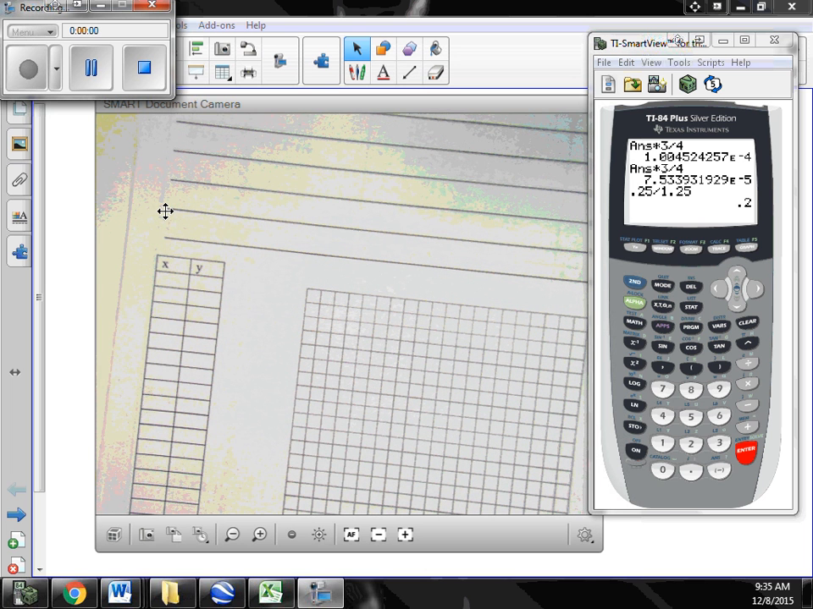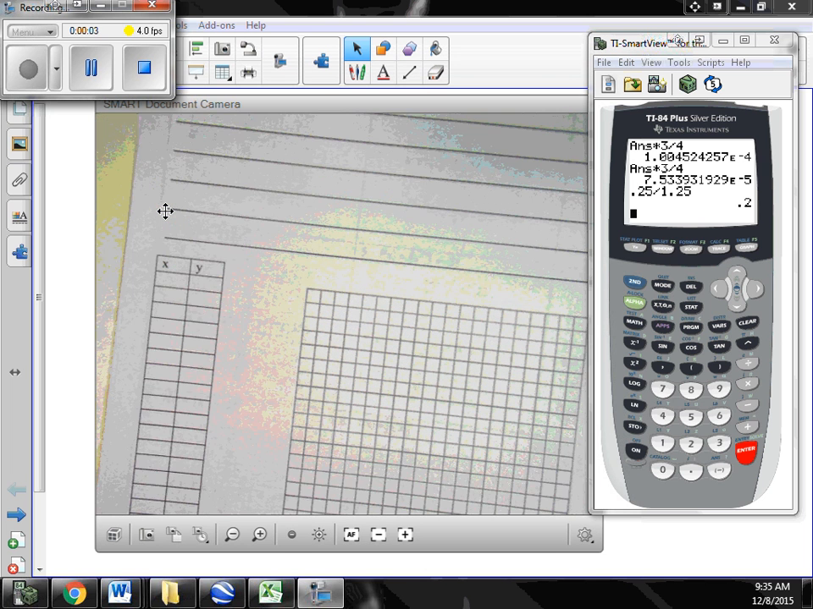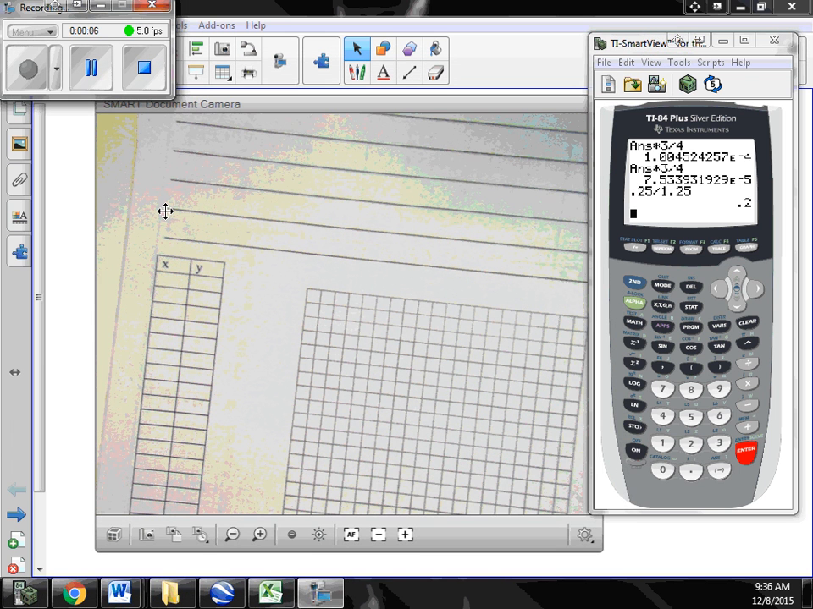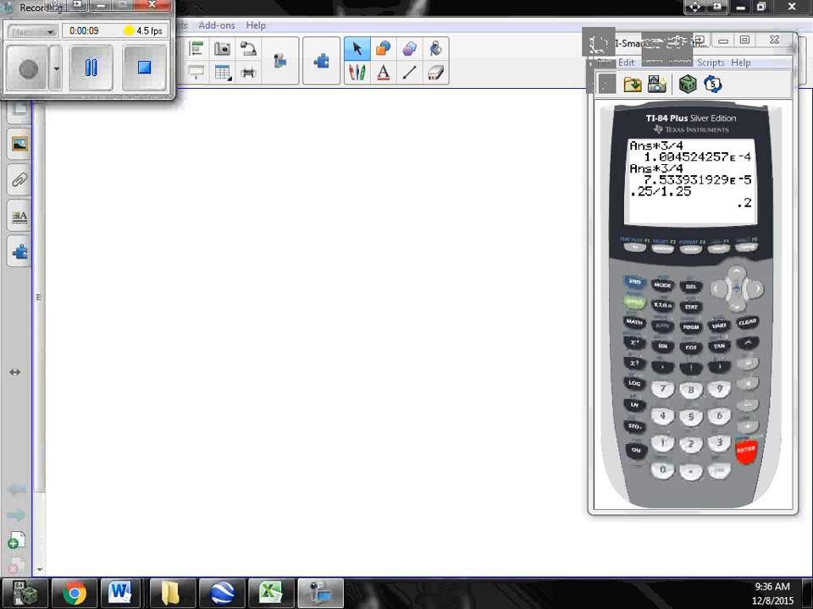Okay, today we're going to work on page 266. So we're doing 1 through 24 all, and it's actually pretty easy. In the first set, you're just determining if something is a polynomial. So 266, 1 through 24 all.